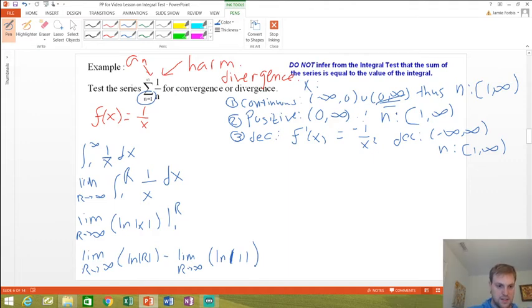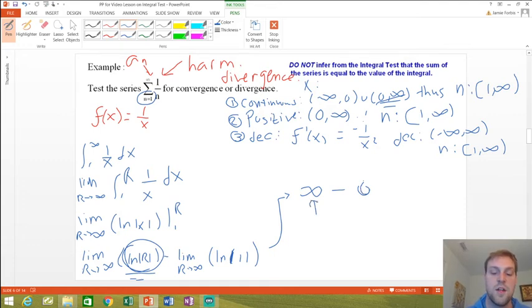Let's start piece by piece. If I'm doing this part right here, the limit as r approaches infinity, and I keep plugging in higher and higher numbers, that's just going to end up being infinite. This limit is equal to infinity. So that's going to be infinity minus, and the ln of 1 is just 0. But remember what we said: if any piece of it is undefined or infinite, then we would say divergent.